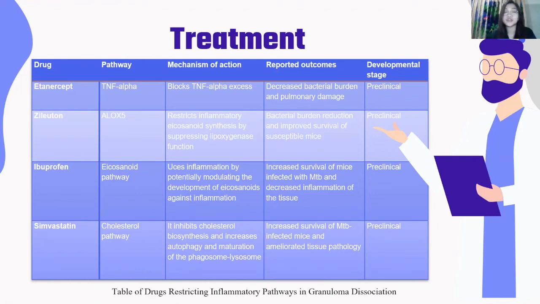And the last drug used is simvastatin. It enters through the cholesterol pathway and it inhibits cholesterol biosynthesis and increases autophagy and maturation of the phagosome lysosome. The reported outcome is to increase survival of Mycobacterium tuberculosis infected mice and ameliorated tissue pathology, and it is in the preclinical developmental stage.